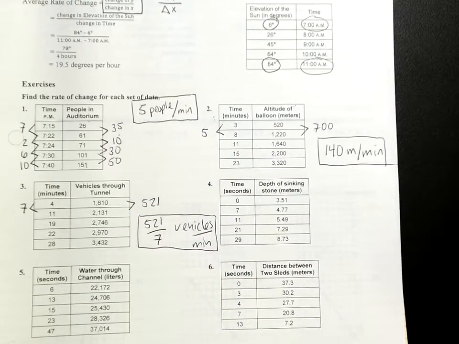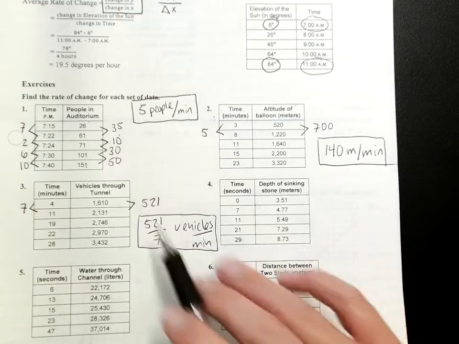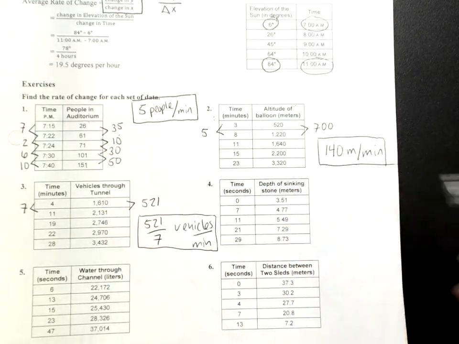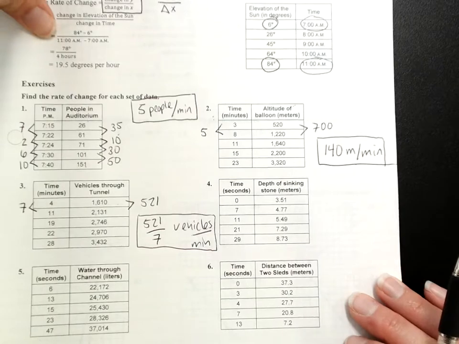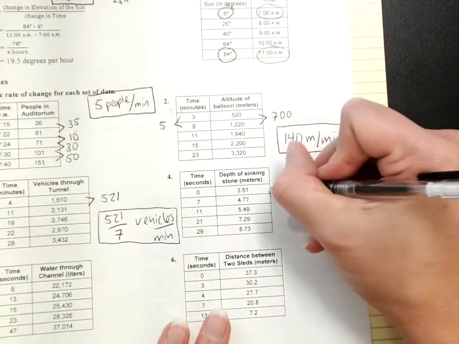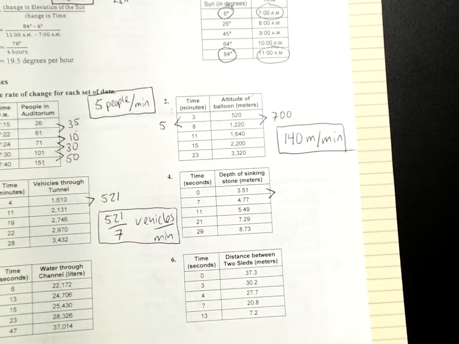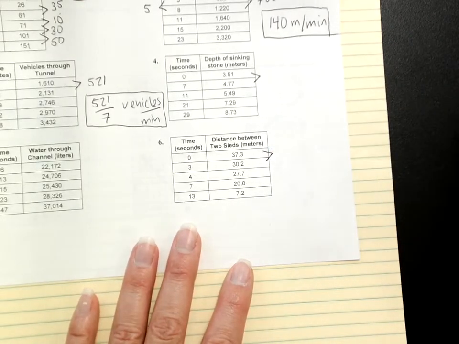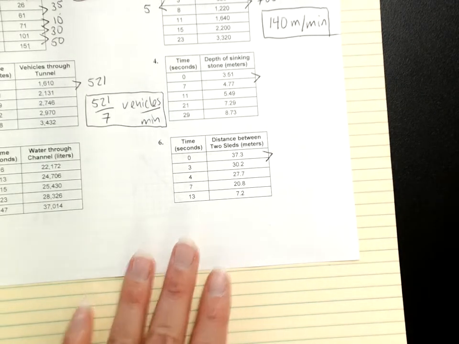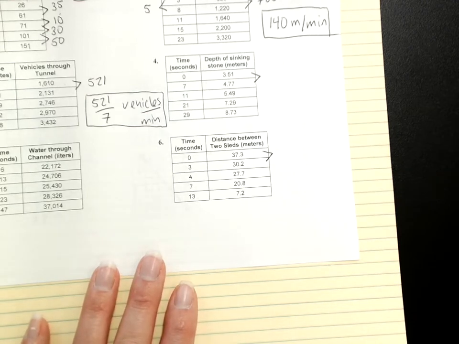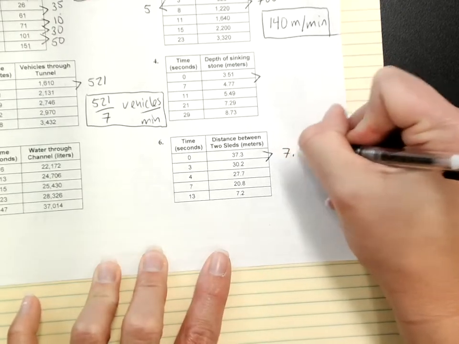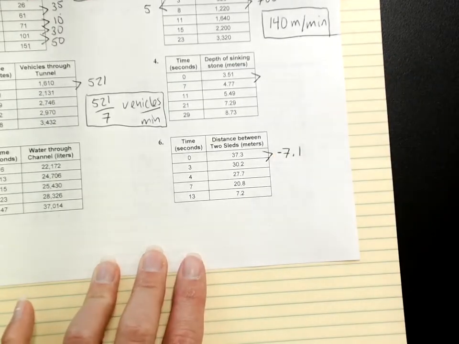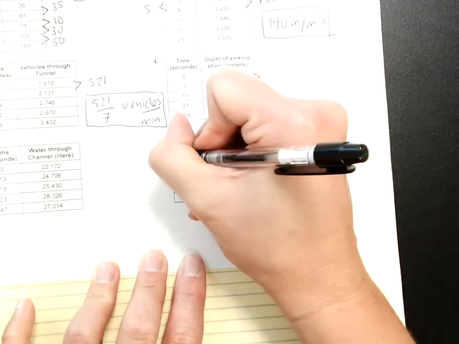Now, something you do need to pay attention to that hasn't happened so far: all of these y values have been increasing. Your y value could also decrease. Looking here at example number 4, the difference between 4 minutes and 77, actually that one goes up too, my bad. Looking at number 6, the difference between 37.3 meters and 30.2, our distance has gone down. So 37.3 minus 30.2 is a difference of 7.1. But like I said, it's going down 7.1. The difference in your time is 3 seconds.